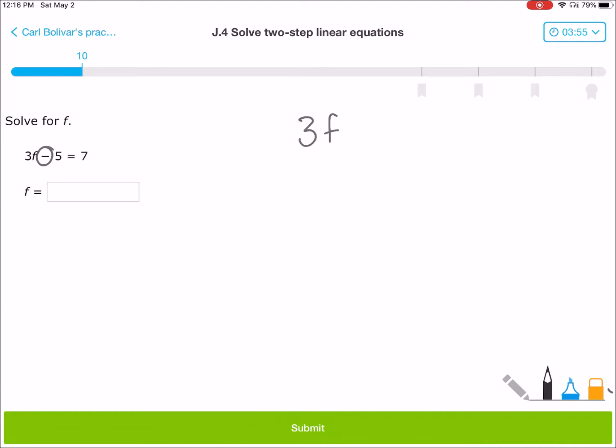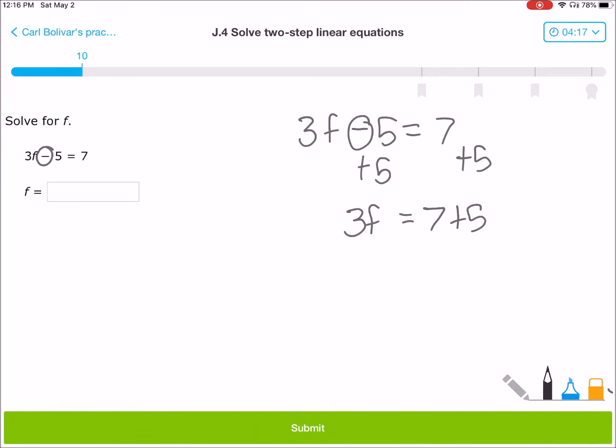3f minus 5 is equal to 7. The opposite of this minus is positive. So plus 5, we add 5 to each side. This will give us 3f is equal to 7 plus 5. Alright, now let's simplify these two here. This will give us 3f is equal to 7 plus 5, which is 12.